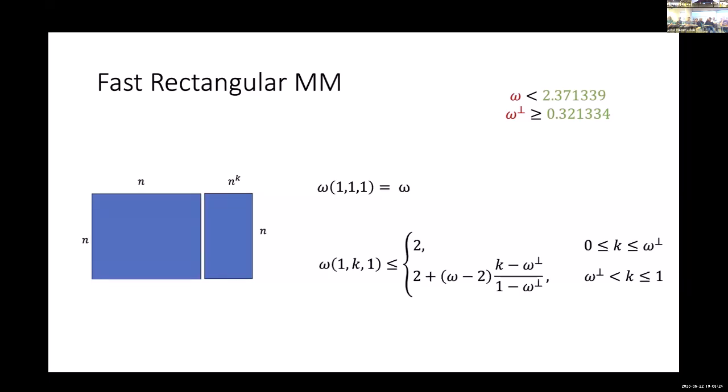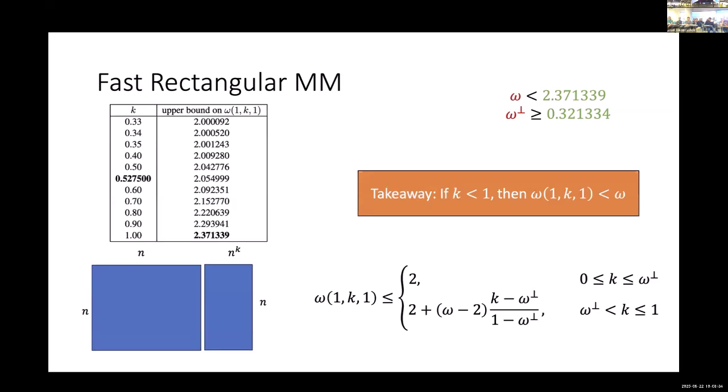So the idea is going to be to reduce our algorithm to fast rectangular MM. Fast rectangular MM is just saying that I have some big matrix and a slice of a matrix, where K is something between 0 and 1. The main takeaway is that whenever K is less than 1, my running time is less than omega.